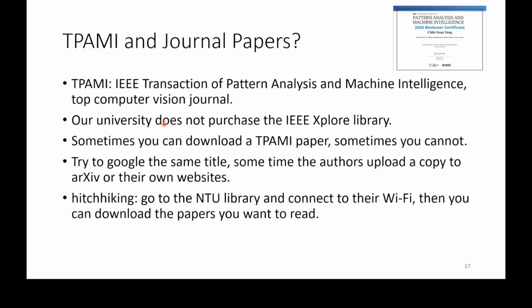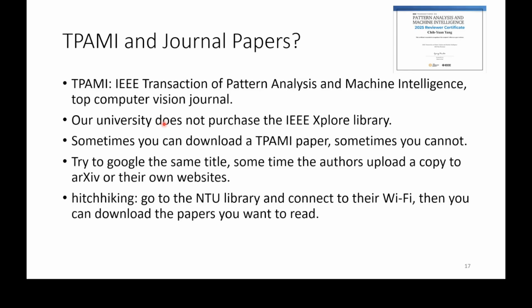However, there is a problem in our university. Our university doesn't purchase the license for TPAMI. So sometimes you cannot download it from IEEE Xplore. If so, how do you do it? First, if you know the title, just use Google Scholar to search whether the author released the paper on their own website. If so, you can download it. Otherwise, some authors will release their accepted paper on arXiv. You can also download it.